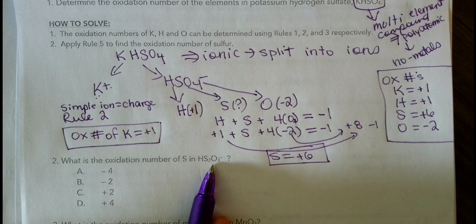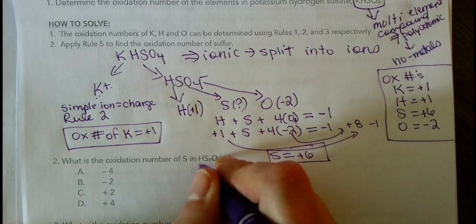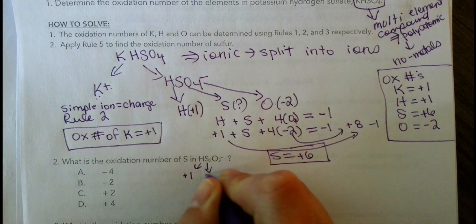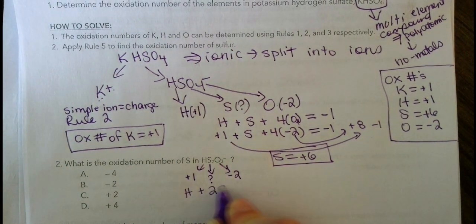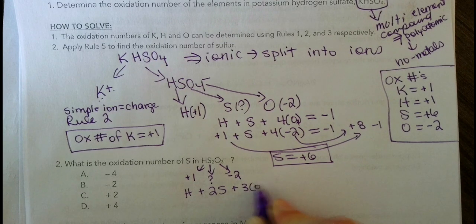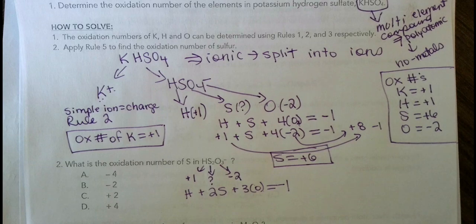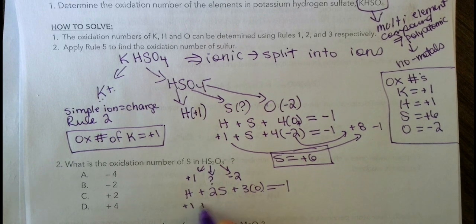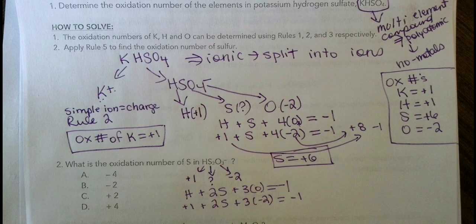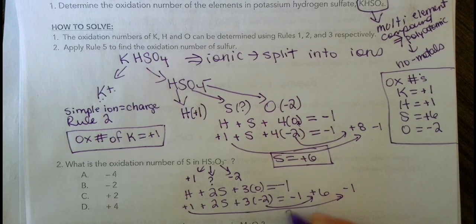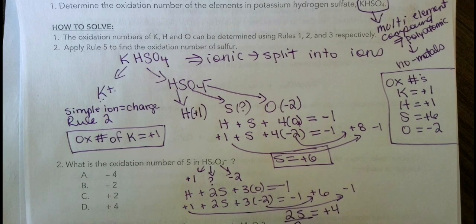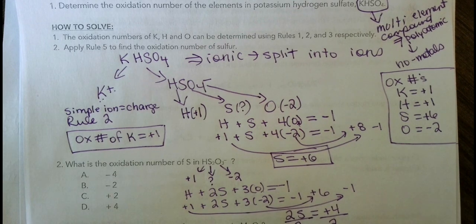Sulfur in HS2O3 minus. H is going to be a 1 plus, sulfur is going to be a question mark, O is going to be a 1 minus, or -2, sorry. So we have H plus 2 sulfur plus 3 oxygen equals a -1. This is 1 plus, this is 2S, this is 3 times -2 equals -1. Bring this guy over, that's a +6. Bring this guy over, it's a -1. So 2 sulfur here is going to be equal to a +4. I got to divide my 2 out. Sulfur is equal to a +2.